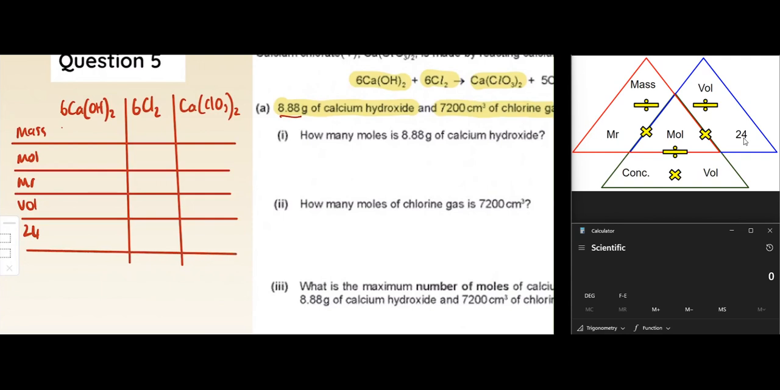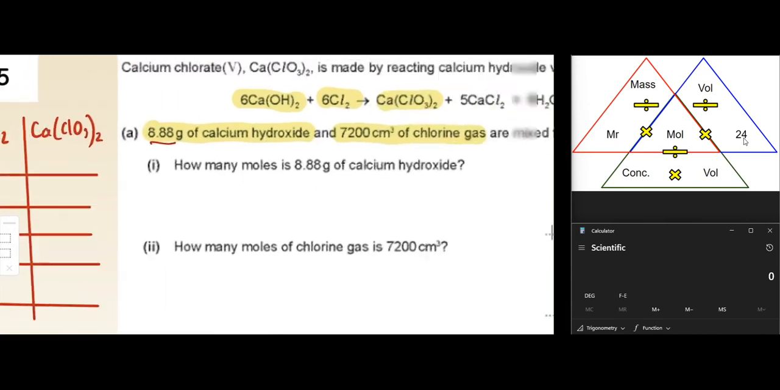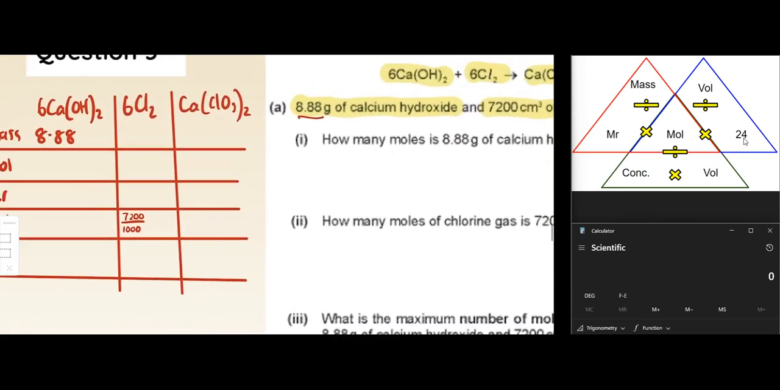So let's put in what the question tells us. The question tells us we have 8.88 grams of that. It tells us that we have 7,200 over 1,000. Remember, we need to put it into decimeters cubed. And that's all that it tells us at the moment.